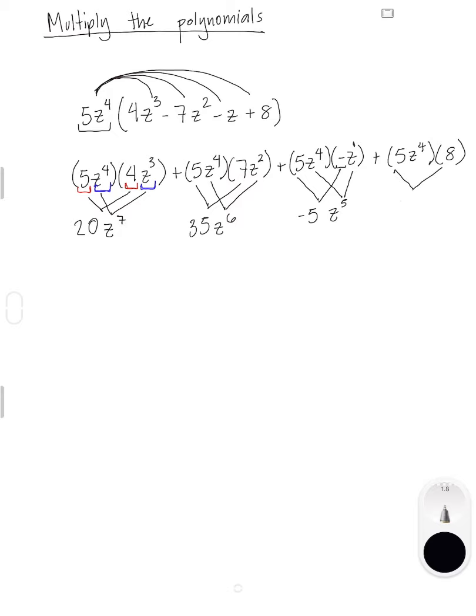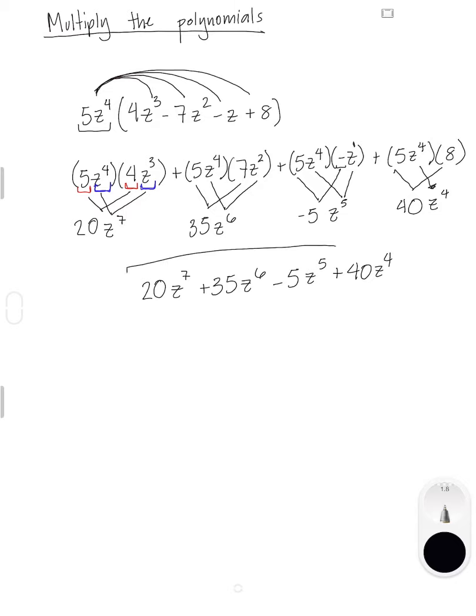And then for this one, we have 5 times 8, which is positive 40. And then we don't have any z value, so we're just going to go ahead and bring down z to the 4th. So if we put them together, this becomes 20z to the 7th plus 35z to the 6th minus 5z to the 5th plus 40z to the 4th.